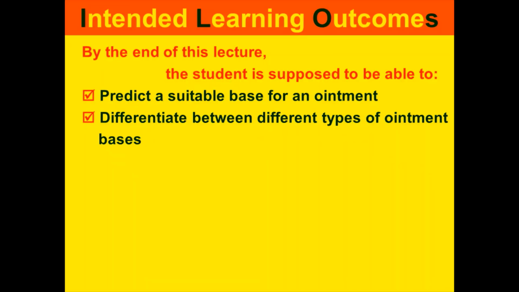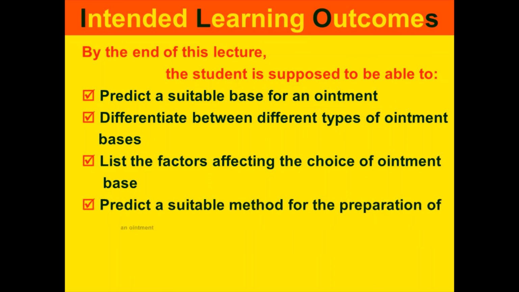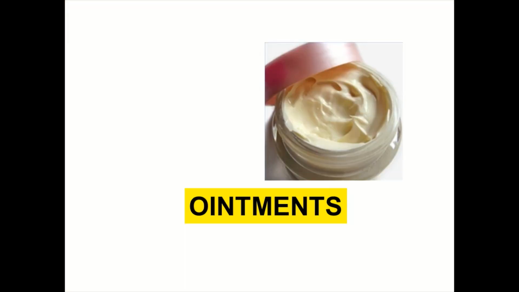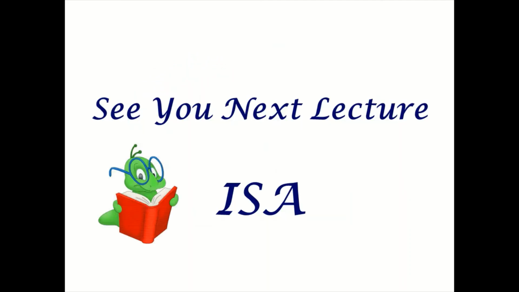Here we come to the end of our lecture. By the end of this lecture you are supposed to be able to predict a suitable base for an ointment, to differentiate between the four different types of ointment bases, to list factors affecting choice of ointment bases, to predict a suitable method for the preparation of an ointment, either ointment base or incorporation of a drug in an ointment base. By now, we have finished ointments.